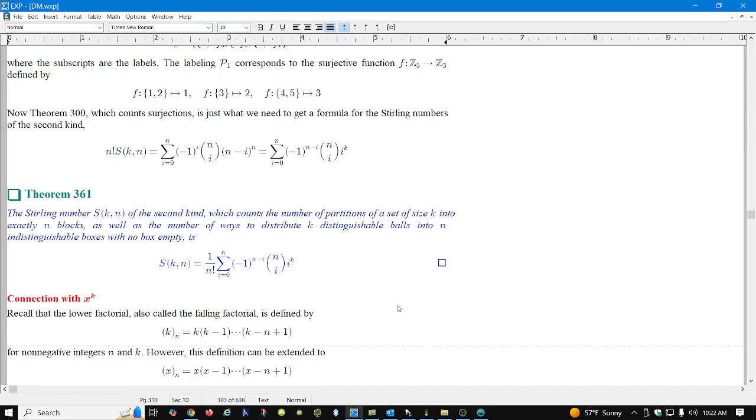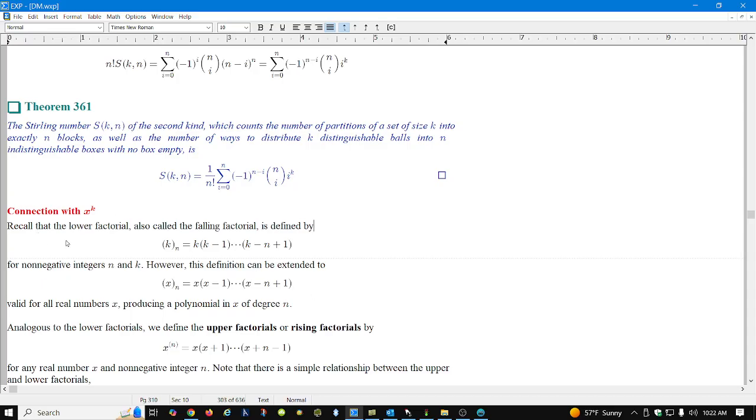Now, the Stirling numbers of both types are very important in the theory of counting. They have a lot of applications. They appear in a lot of places. For example, you might recall that we discussed the lower factorial, also called the falling factorial. k lower factorial n is this product here, starting with k. Each factor goes down by 1, and there are a total of n factors.